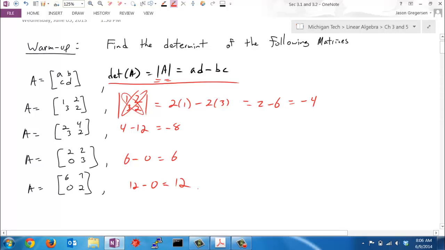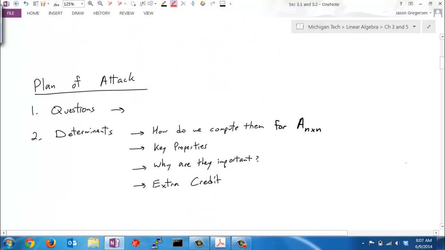What were those last two? What's kind of an interesting thing to notice about those last ones? Those matrices look kind of special. Hard to tell with a 2x2 really. But we do have a 0 in this bottom left-hand corner. That's all it takes to make one term 0. And so really the determinant of this one is just this product. I'm subtracting off nothing. So we'll just kind of file that away for later. All right, that's the warm-up.